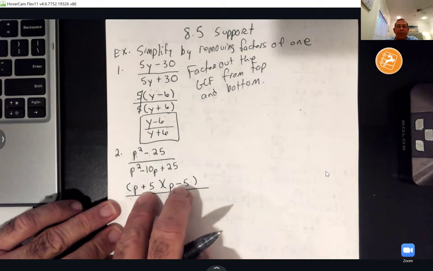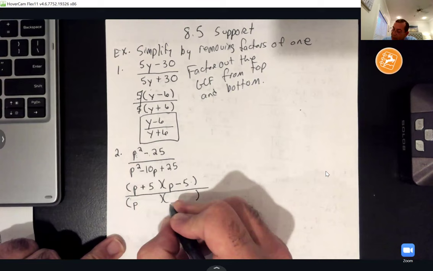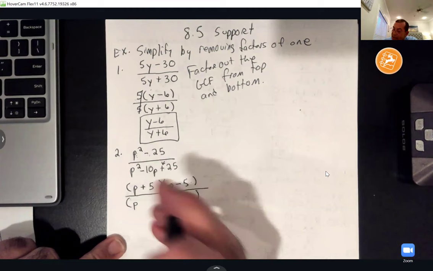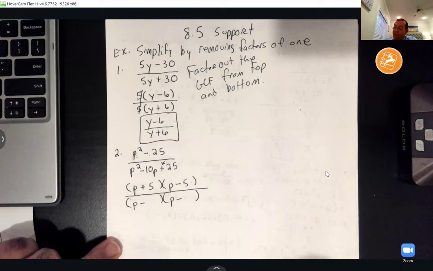Now, at the bottom, I'm going to set up my parentheses. P squared is a P and a P, but this time the last sign's positive. Since that's positive, both of my factors will have the same sign as the middle, so they'll both be negative. And then I want factors of 25 that add to get 10. That's going to be 5 and 5.